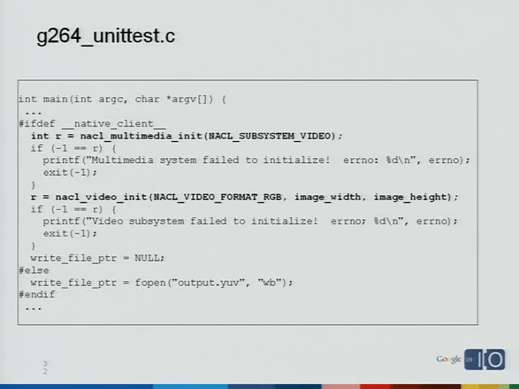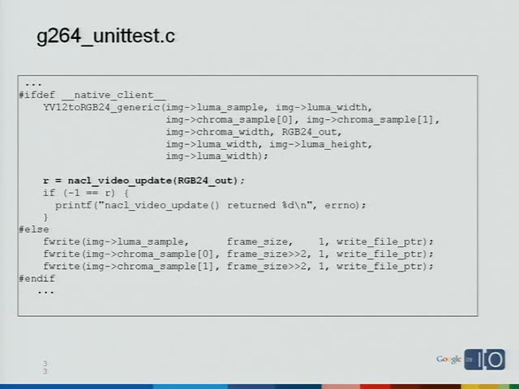And then after initializing the multimedia system, the next highlighted line, NACL video init, initializes the video subsystem of the multimedia system. 4 more lines of error checking. We're going to null out a pointer so that the application doesn't try and write all of this video to a file on disk. And that's the initialization code.